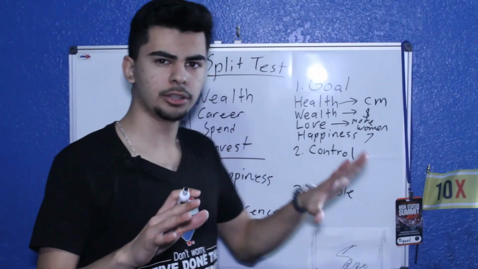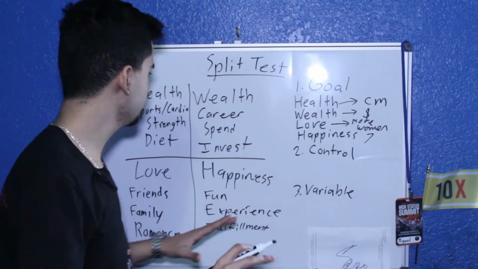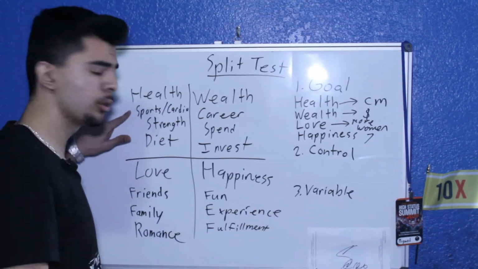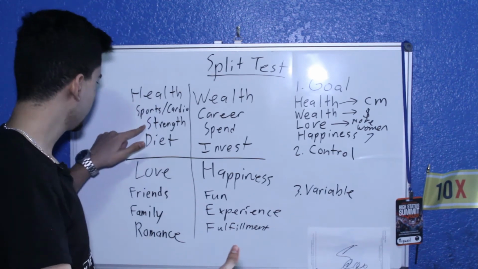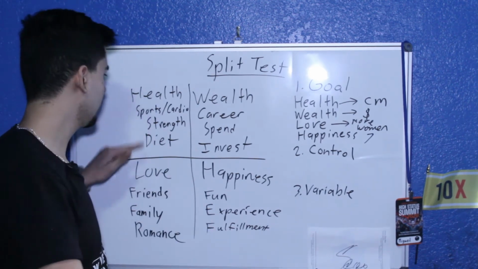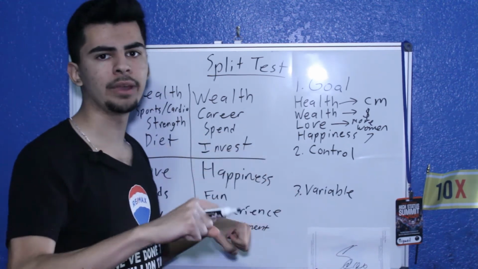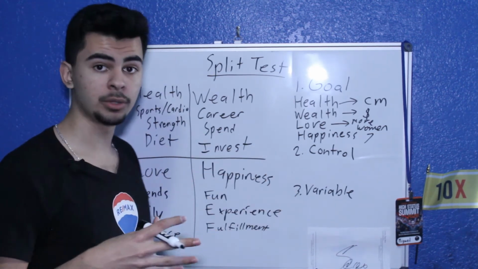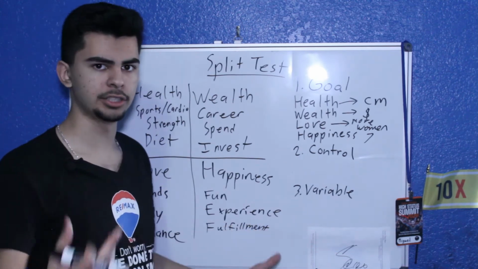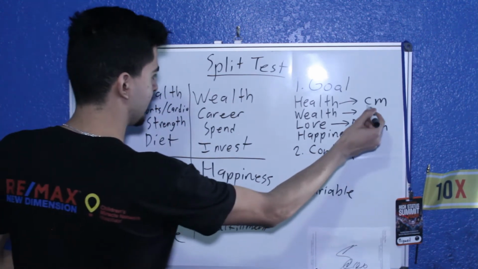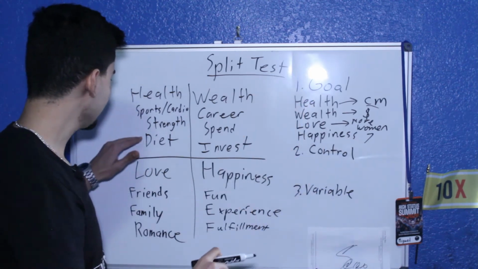So guys, here are a list of variables in all these areas that you might want to split test. What are you doing for sports and your cardio? What are you doing to train your strength? Recently I started a split test where I'm doing a lot of really high weight and low repetitions versus really low weight and doing just like a ton of repetitions. And it's actually working out better for me in this area, right? In my goal.